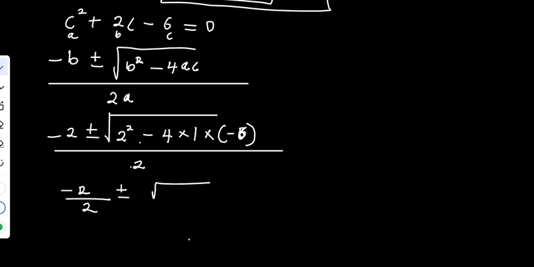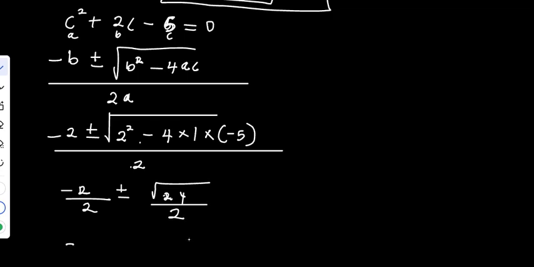Let's go back here. I made an error here. This was supposed to be 5. Sorry for that. And this is going to give us the square root of 24, and this is also still going to be divided by 2.